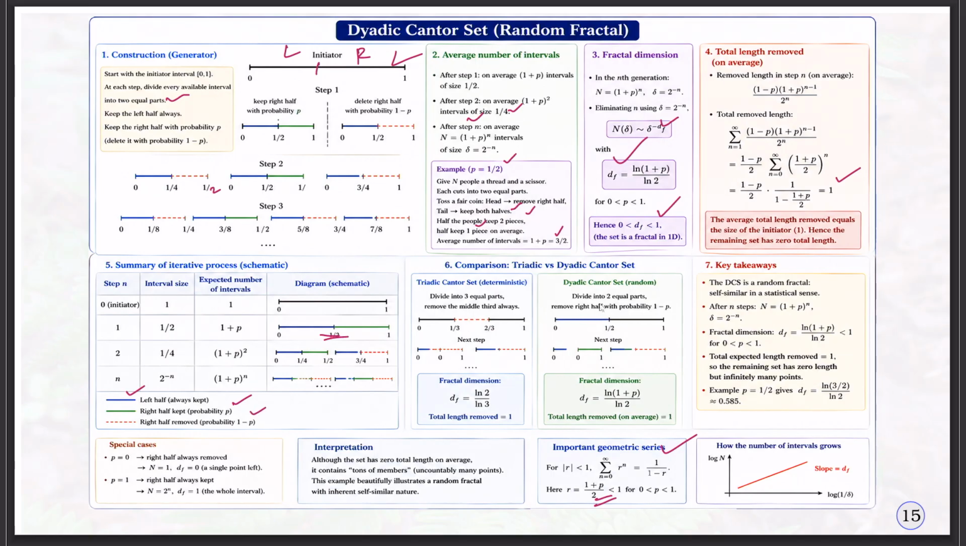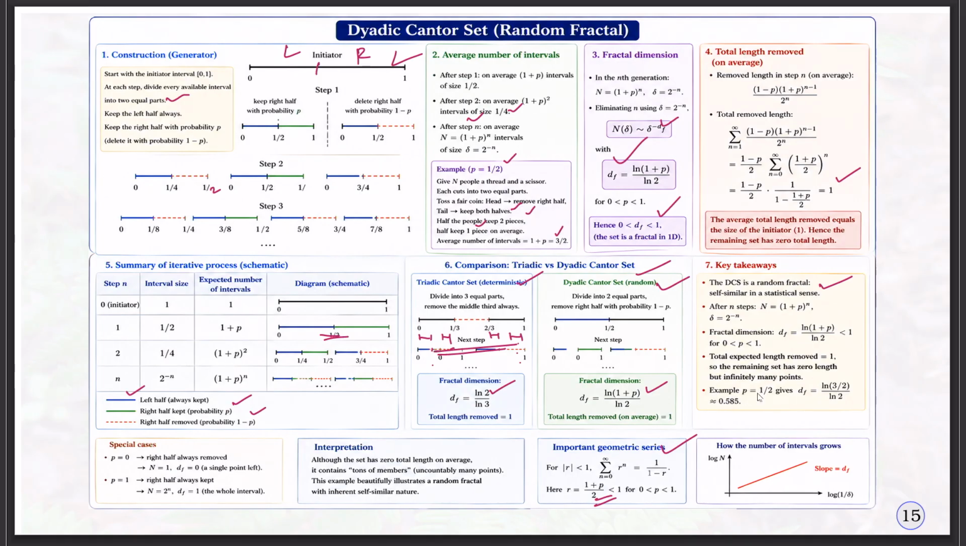Now, the comparison between the dyadic Cantor set and the triadic Cantor set, that means the deterministic fractal and the random fractal. The scaling will differ again and again; after n steps it comes like this and goes on. Here the distribution is in a random manner, and here it is in a deterministic manner. Here the fractal dimension is the fixed number ln 2 by ln 3, and here the fractal dimension is ln(1 plus p) by ln 2. So this is an example of a random fractal, which has self-similarity in the statistical sense.